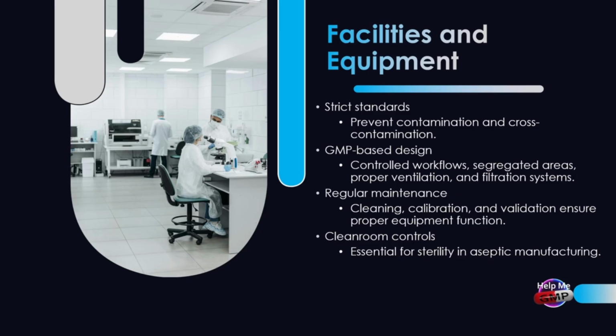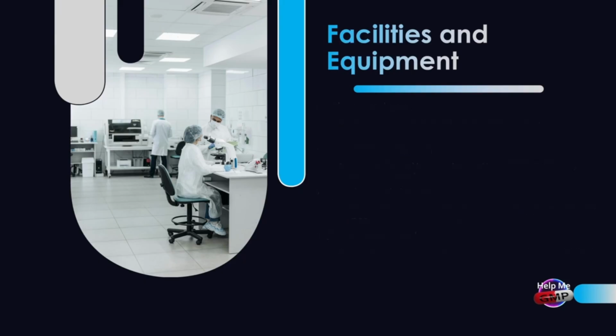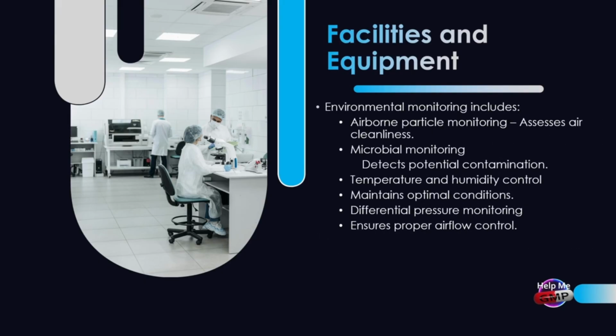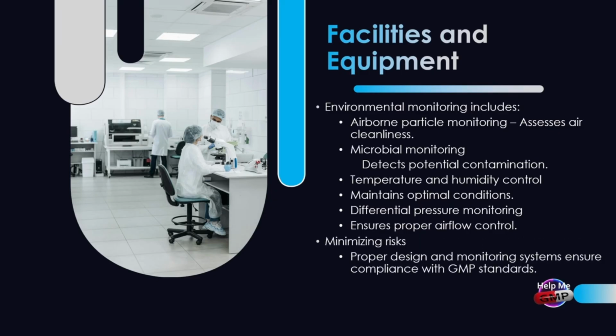Clean rooms and controlled environments are critical for maintaining the sterility of certain products, especially in aseptic manufacturing. These areas require rigorous environmental monitoring, which involves airborne particle monitoring to assess the air cleanliness, microbial monitoring to detect potential contamination, temperature and humidity control to maintain optimal conditions, differential pressure monitoring to ensure proper airflow control between clean zones. Proper facility design coupled with robust environmental monitoring systems helps minimize risks and ensure compliance with GMP standards.